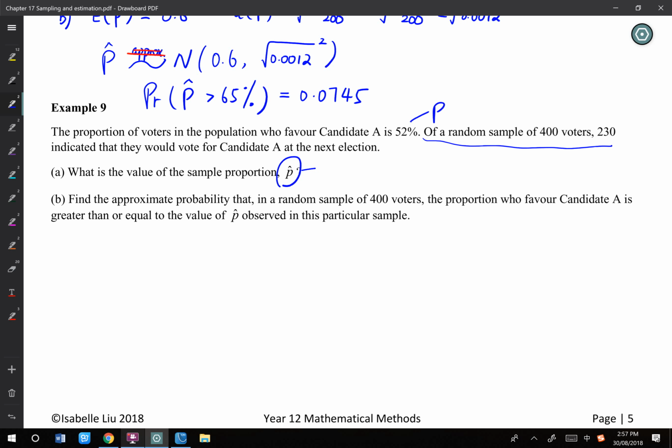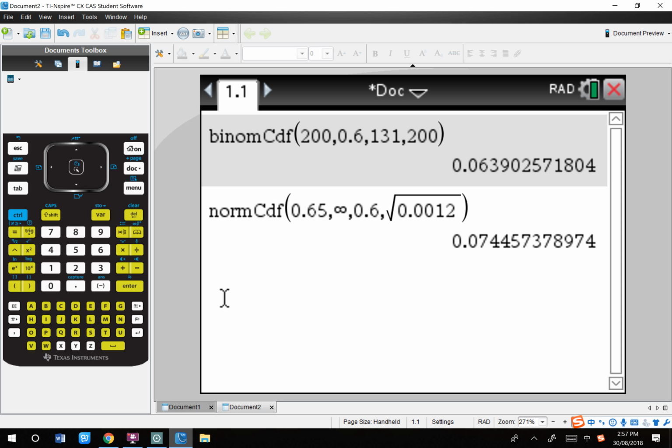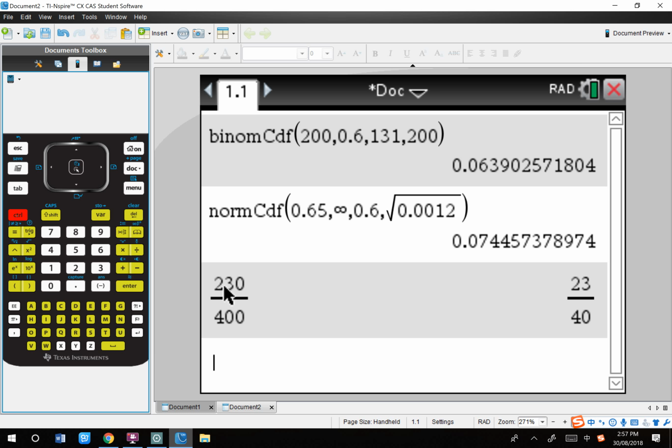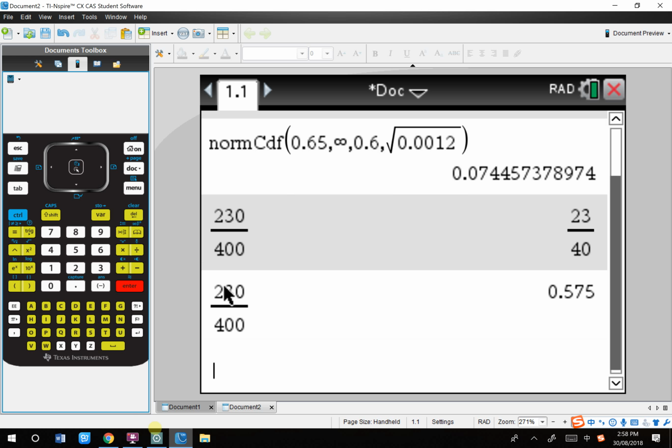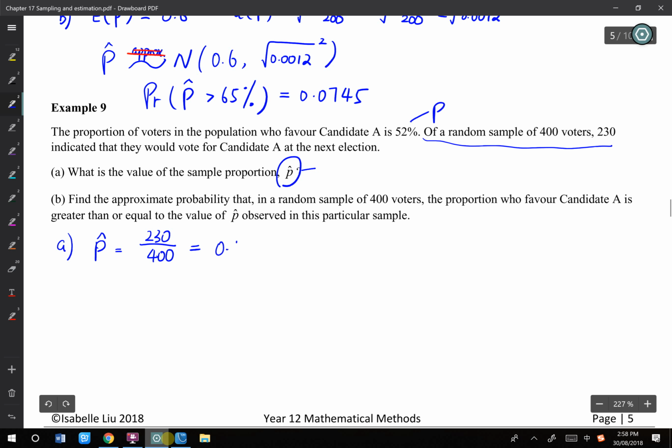But already I know what I have. I already know what is involved. There's 230 people who will vote for that. Then I know this is a lowercase p hat. So for this particular sample, my lowercase p hat is a value. For this value, that equals 230 over 400. And that equals 0.575. Well, you can leave it as a fraction, doesn't matter.